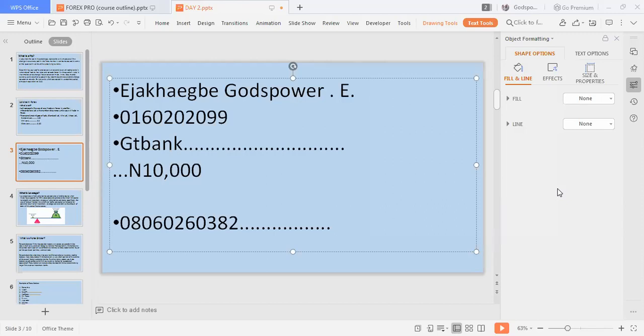Please, I want to say something. Once payment is made, please send a screenshot to that WhatsApp number because that's my GT Bank account. There are so many transactions that occur there. So I need to know, like there was a day somebody paid 10,000 to my account. It was a serious issue. I was trying to know who has paid this.